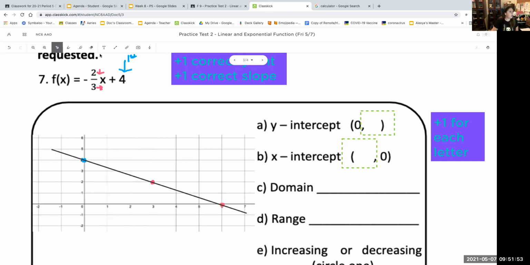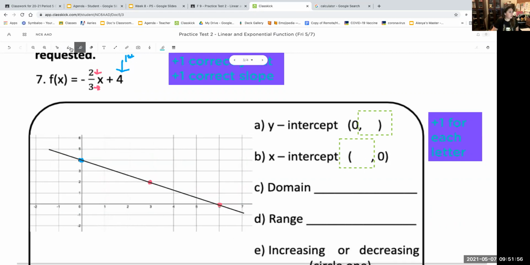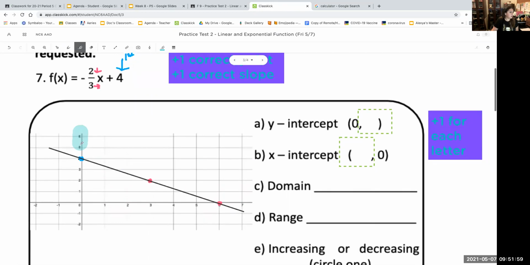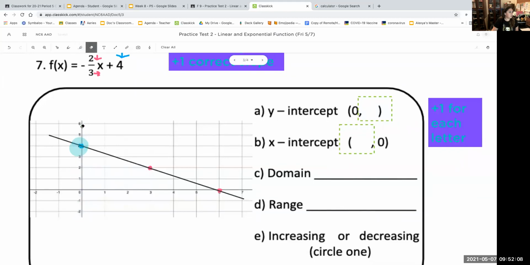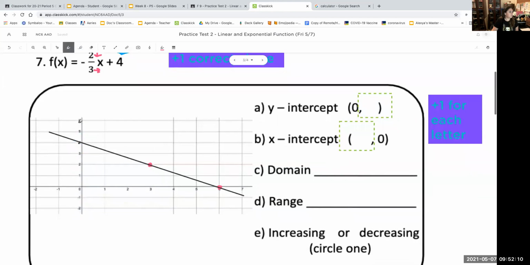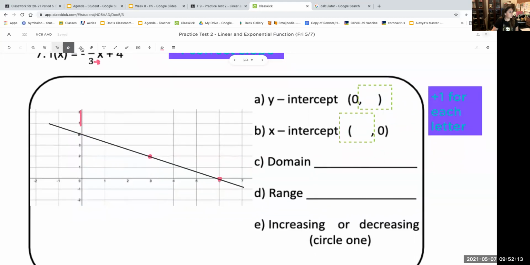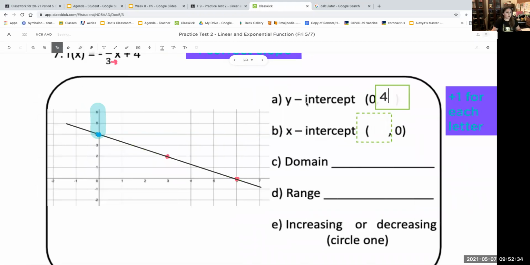Awesome. Okay. To find the X and Y intercepts, to find the Y intercept, I'm going to go down this way. And notice right here is where it touched the Y axis. I like to grab that highlighter and just go down until it hits it. And then I go, okay, what number is that? That's at 4. So I'm going to type in a 4.